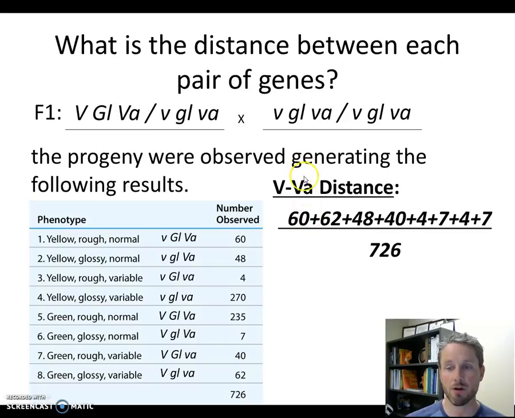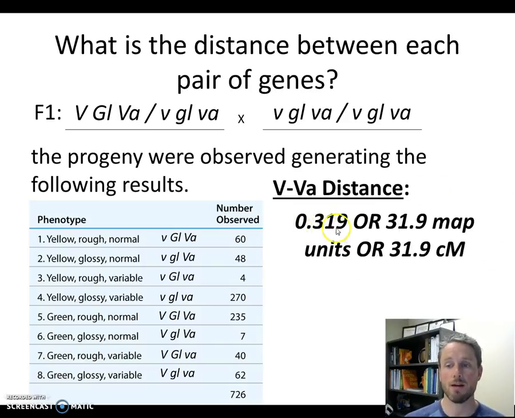So we're going to take every recombinant. So I've got 60 plus 62 plus 48 plus 40. And we're going to take the double recombinants twice. So I've got plus 4 plus 7, and then again plus 4 plus 7. So I add all that up, and then I divide by 726, and I get 0.319, or 31.9 map units, or 31.9 centimorgans.